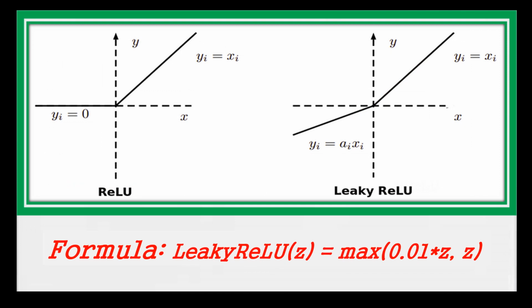Now next comes this Leaky ReLU. It's also a variation of ReLU, but it allows small negative gradients to flow through the network, which might help in mitigating the dying ReLU problem. For example, in a neural network for image classification, the Leaky ReLU function can be used to learn complex features from the input images such as the shapes and texture of objects.